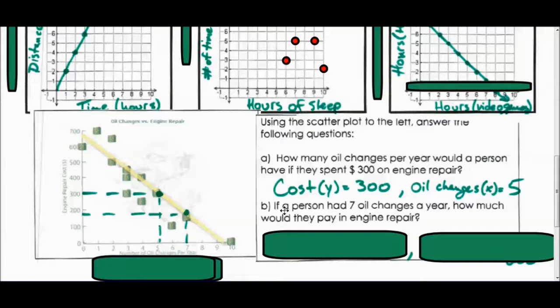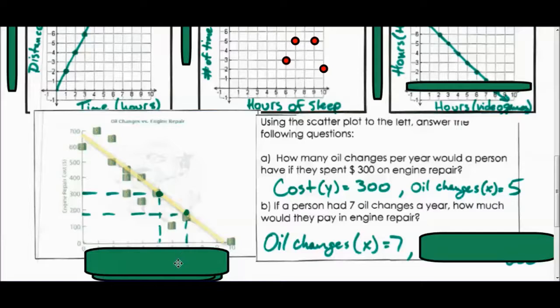We're going to work backwards from what we did on this previous one on letter B. If a person had 7 oil changes per year, how much would they pay for an engine repair? So this is the second set of dotted lines. We have 7 oil changes, that's our x. We're going to follow that up to our trend line, and then follow that across to our y coordinate.